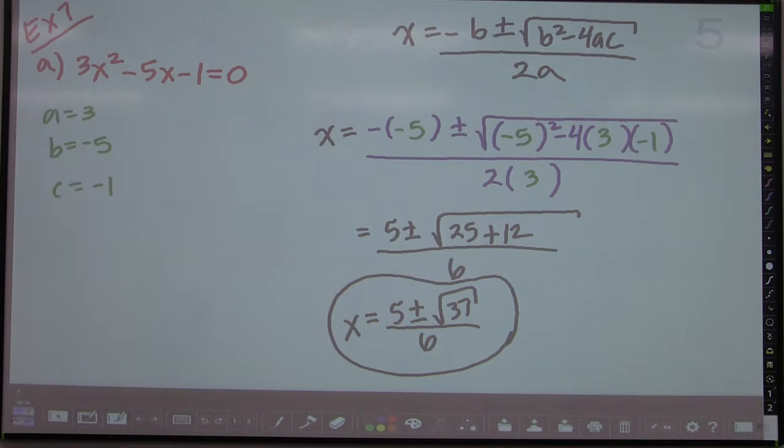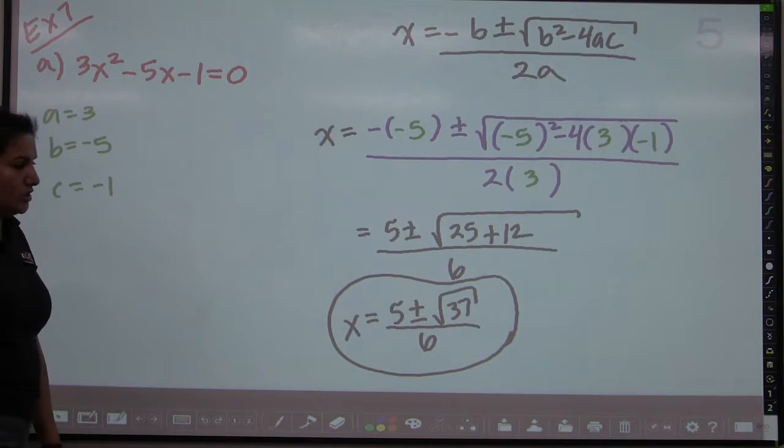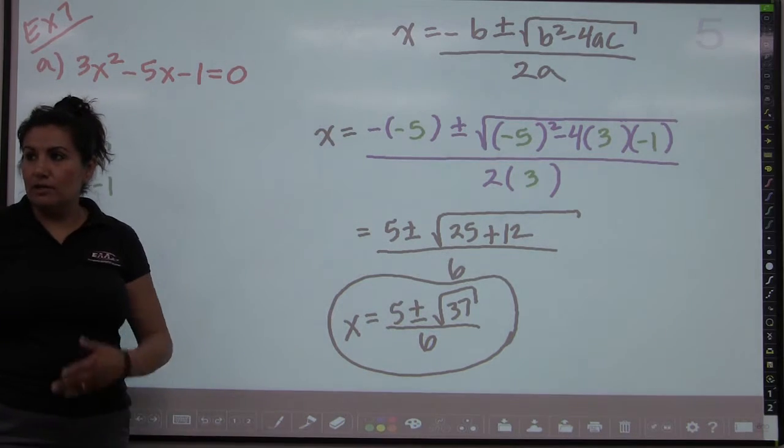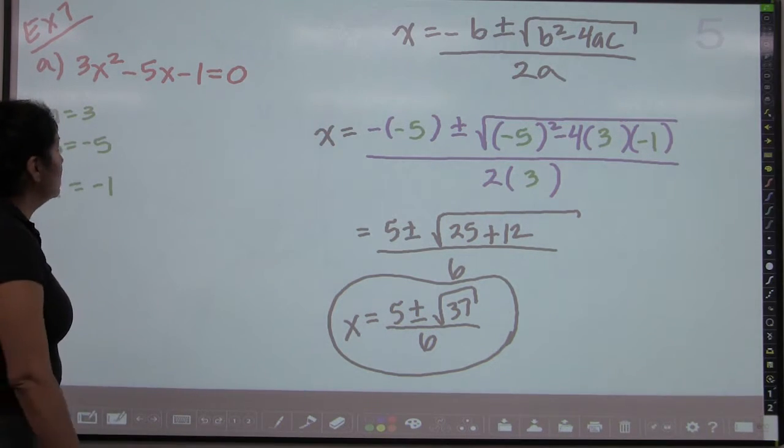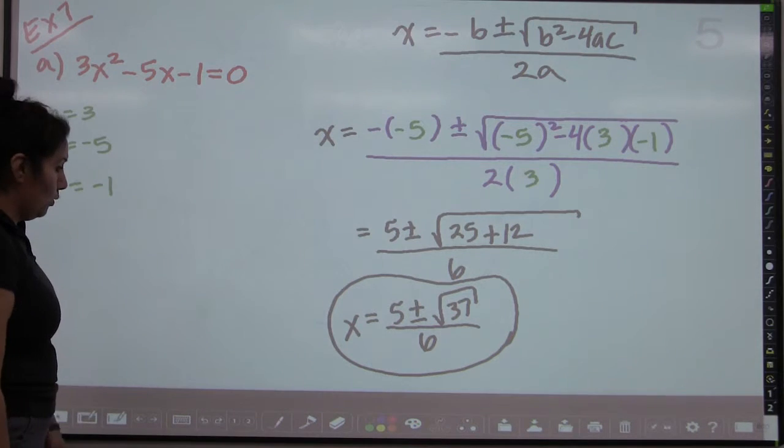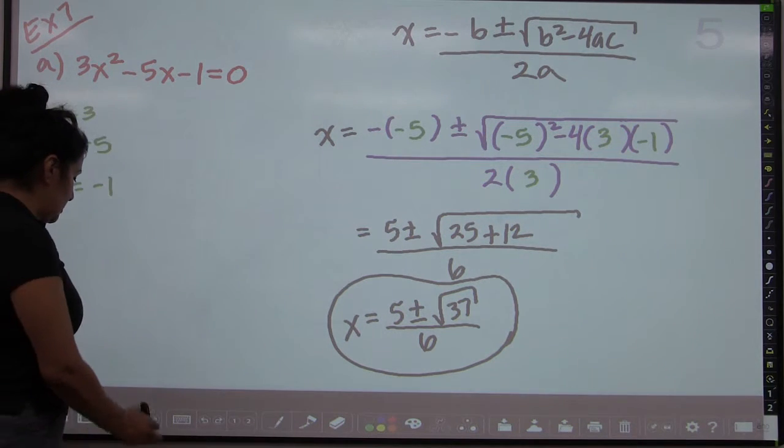The quadratic formula can give you all kinds of interesting solutions. In this case, we get two irrational solutions because the square root of 37 is an irrational number. But you can also get normal integers or normal rational numbers as a solution.